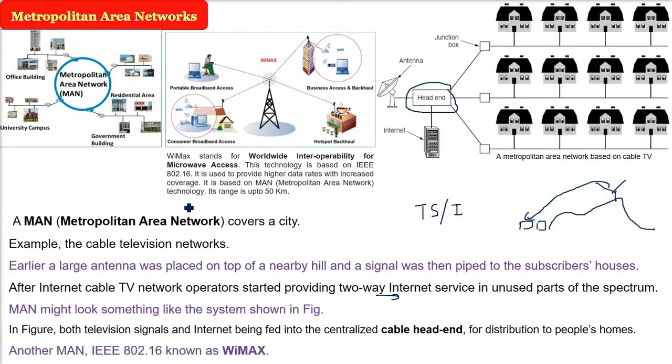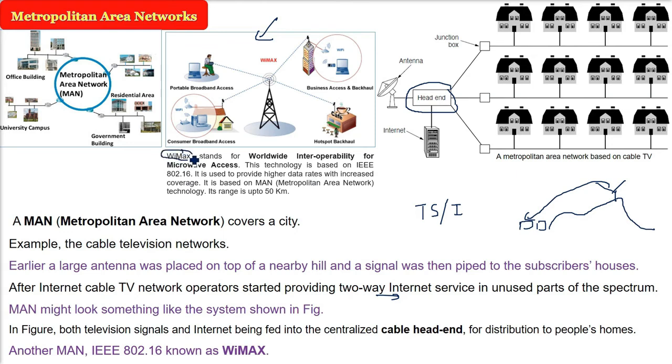There is one more MAN. It became very popular, but it was overpowered very shortly. So that was WiMAX. WiMAX, normally people ask it, so you must know about this WiMAX, because this is also a metropolitan area network. It used to be. Now it is nowhere. There is another MAN. It was given IEEE 802.16.